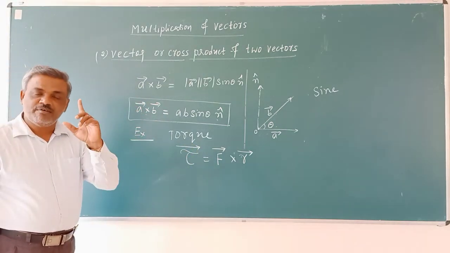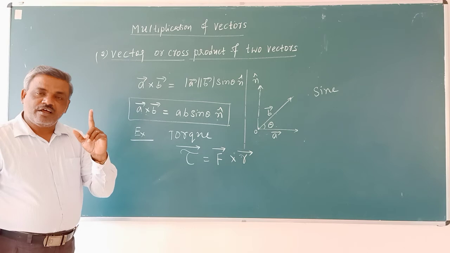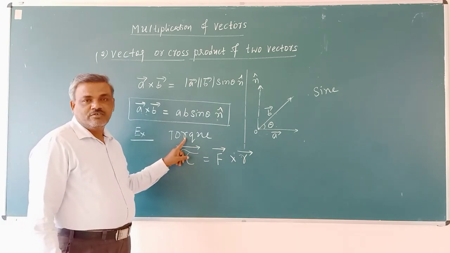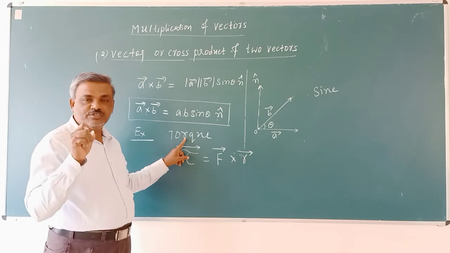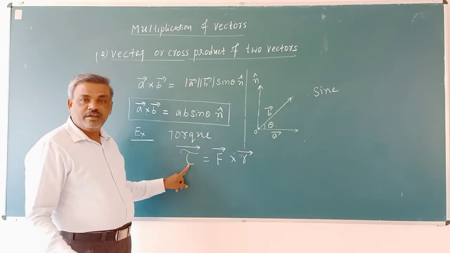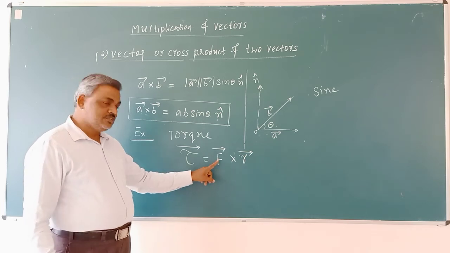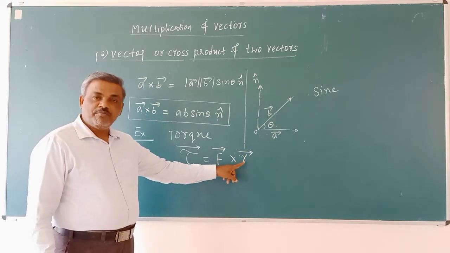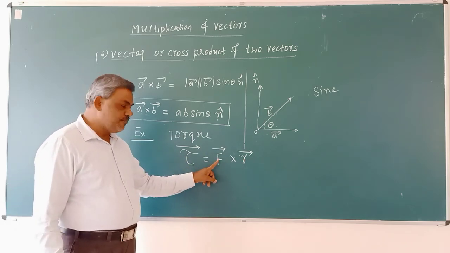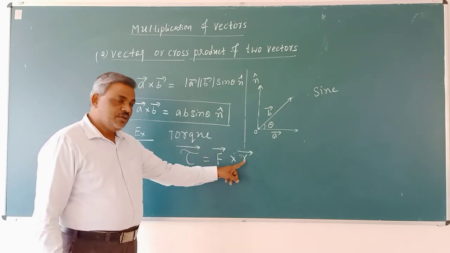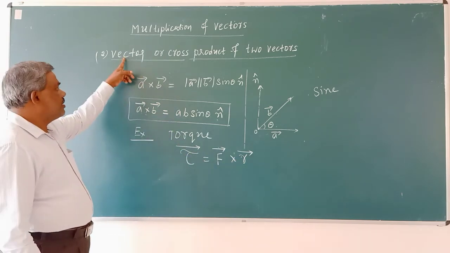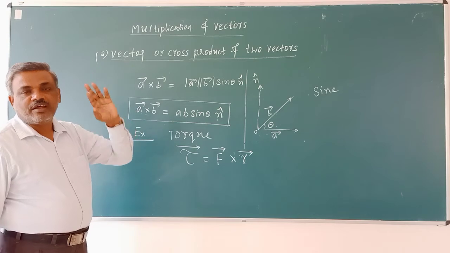Students, give an example for vector or cross product of two vectors. This is torque, the rotating ability of a force. Torque symbol, this symbol indicates tau. Tau equals force into perpendicular distance between two forces. So now tau equals vector F cross vector r. This is an example for a vector or cross product of two vectors.